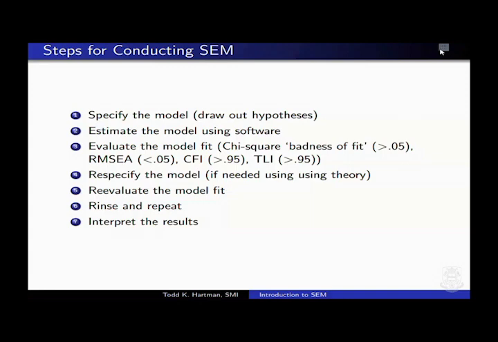So you use theory to respecify it, and then reevaluate how well that fits the data. Do this as many times as needed to get a good fitting model, and then you can worry about interpreting the results, which can be difficult at times given how complicated the models can be. But the idea is you walk through these three steps and repeat them as many times as needed to get the model that fits the data best, and then you can interpret what those estimates mean.